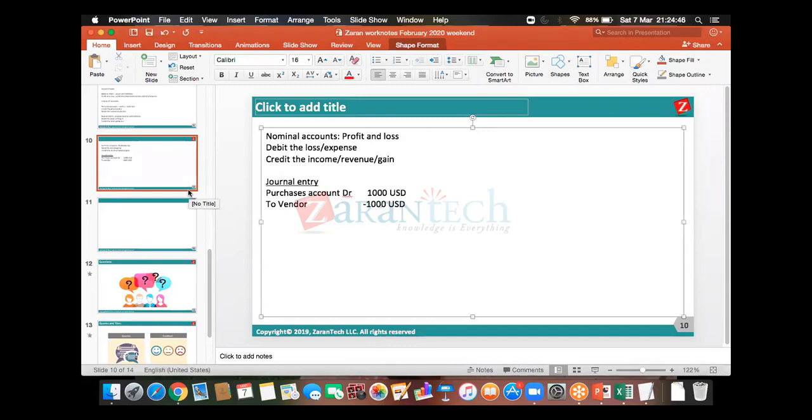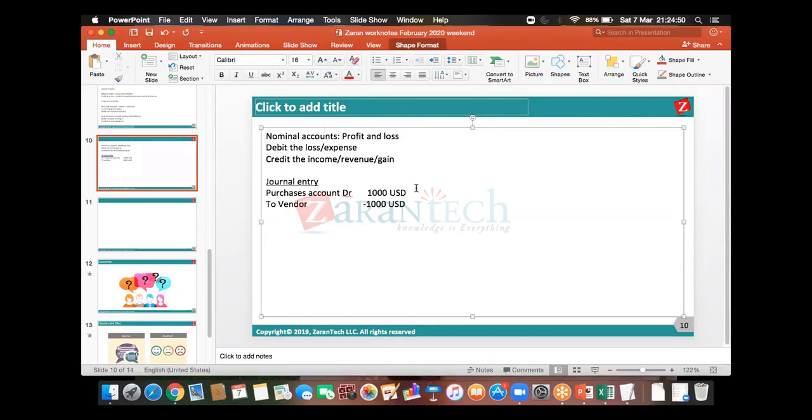This is what we follow in normal books of accounts. But in SAP, we follow the concept that I'm going to tell you. Just now I told there is some discrepancy in SAP. In normal books of accounts, we debit the purchases account on the debit side, and on the credit side we write this vendor account. This was conventionally done.